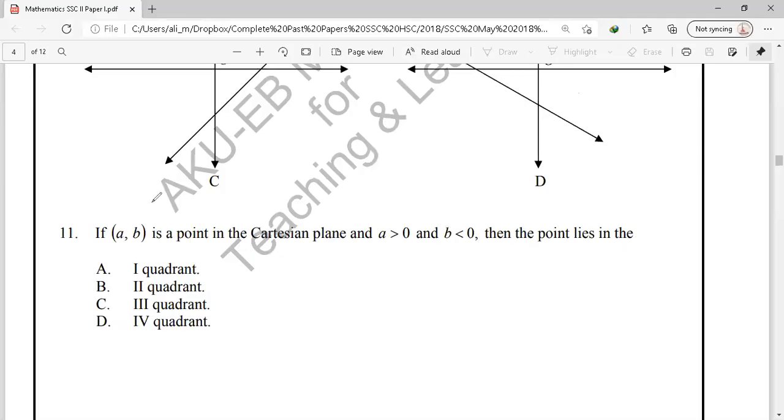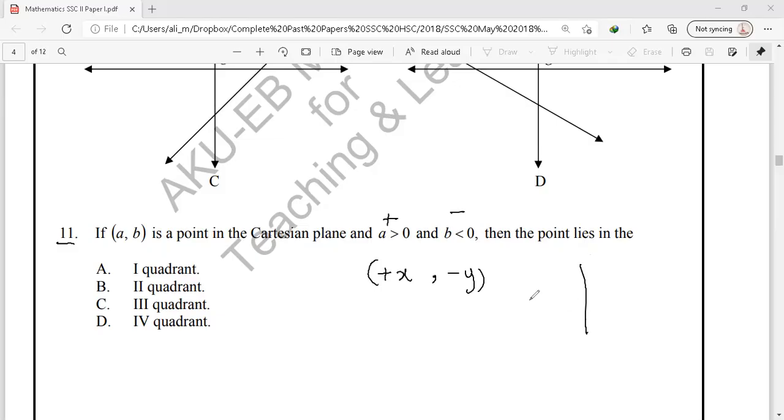Okay, so let's see question number 11. In 11, we have a point A comma B in which A is greater than 0, which means that this is positive, and B is less than 0. This means that this is negative. So we have a positive X value or positive abscissa, while the value of Y or ordinate is negative.